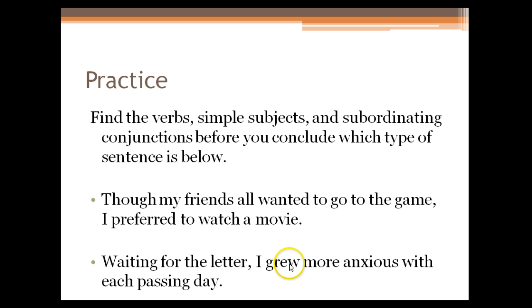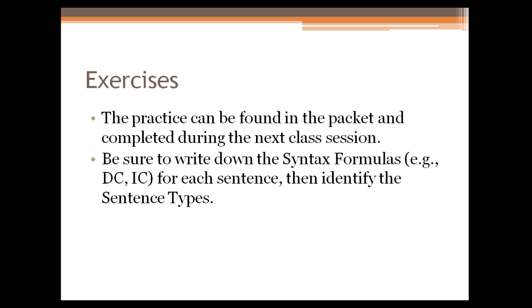Grew looks like a verb. Does it have a subject? I. Yes, it does. What about passing? Again, no helping verb. Is passing describing something? Yeah, it's describing the day. Okay, that's not a verb then. We only have one verb and one subject. Even though this might look like a complex sentence, it's actually a simple sentence because there's only one clause. Again, clauses can still have phrases around them, but it's subject-verb pairs that create a clause. The difference between independent and dependent clauses is whether there's a subordinate conjunction in front of that subject-verb combination.